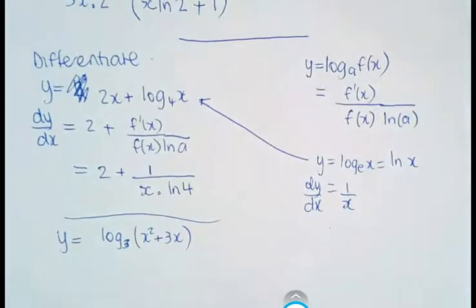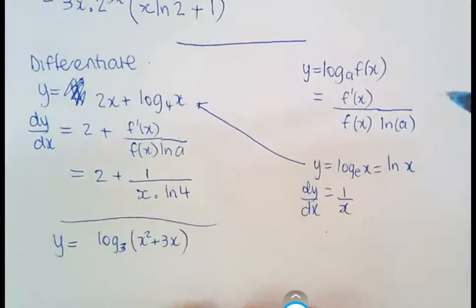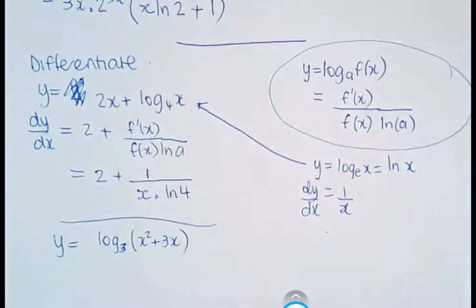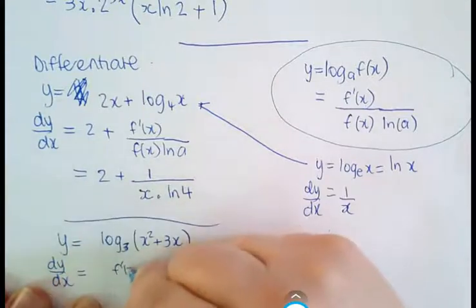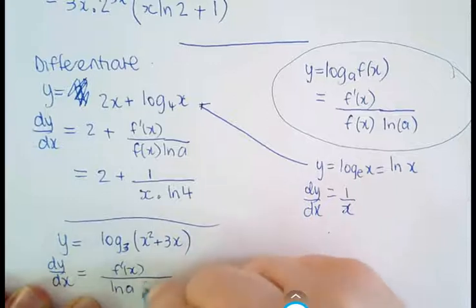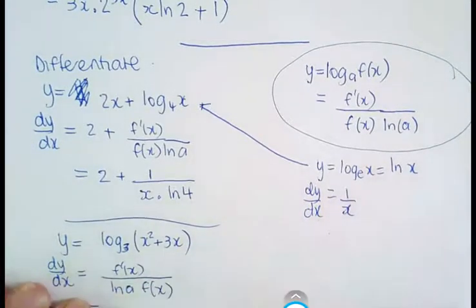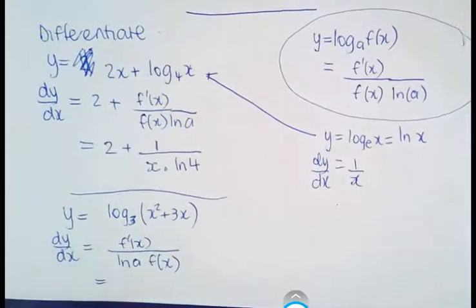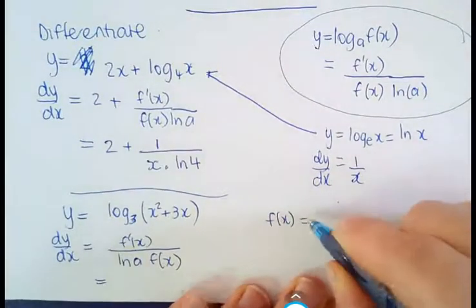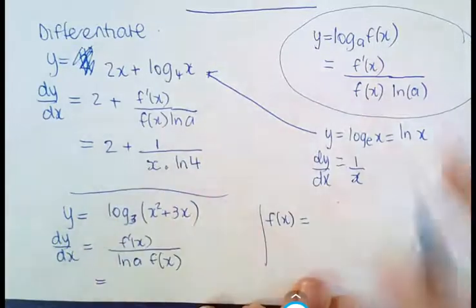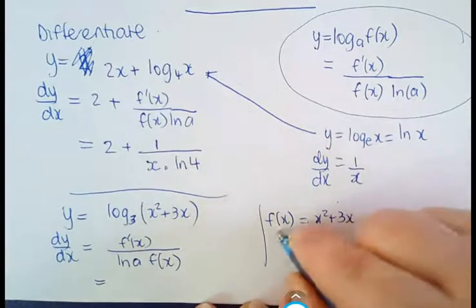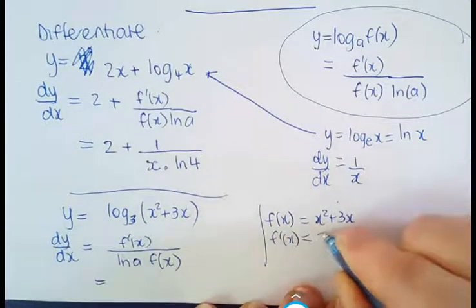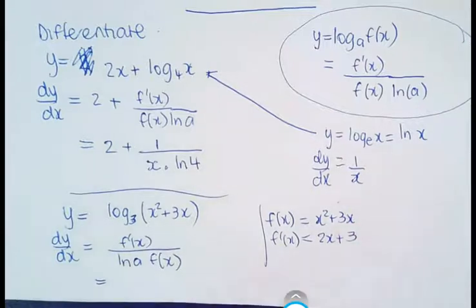Let's differentiate log to the base 3 of x squared plus 3x. All right, there's your rule up here. Okay, you can write it out. Then the derivative will be f dashed x on ln a times the function of x. Might help you to write the rule, and you can do some setting out on the side. What's your function in x? X squared plus 3x. What's your derivative? 2x plus 3. And then just substitute them all in.